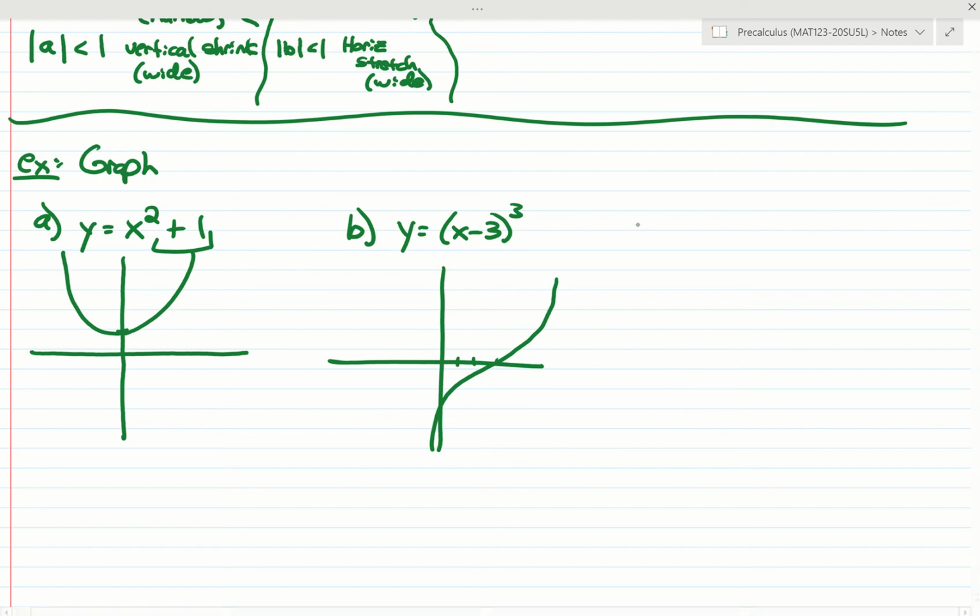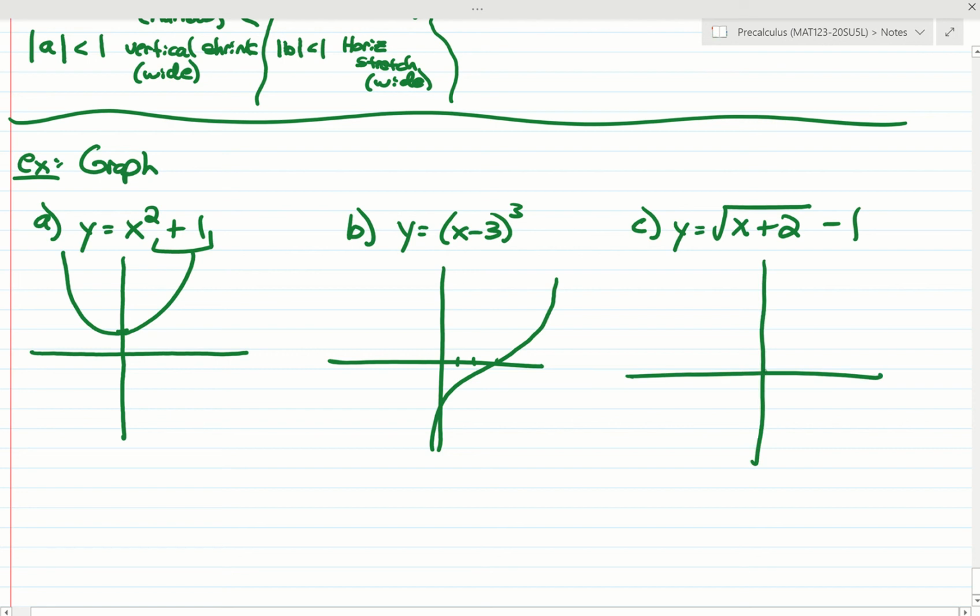What if you had a combination? So if you had y is equal to the square root of (x plus 2) minus 1. Well, square root's our function. Square root looks like a hook. The plus 2 moves the graph left 2. Minus 1 moves our graph down 1. So it's going to look like this. Left 2, down 1.